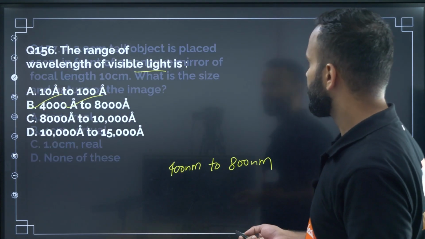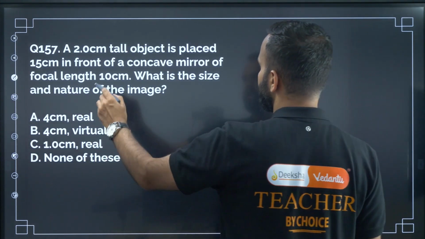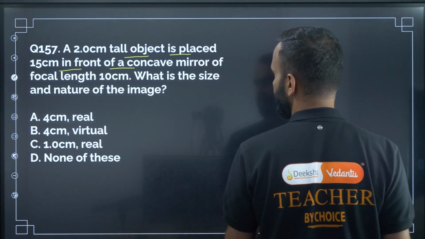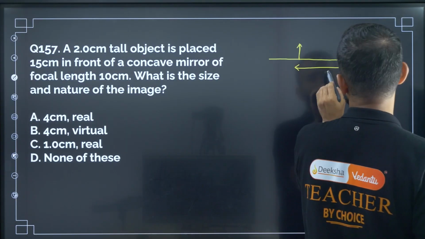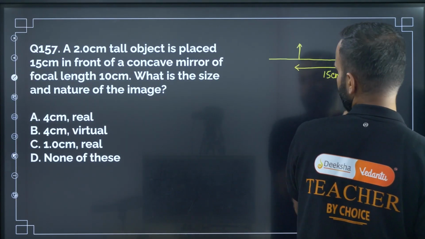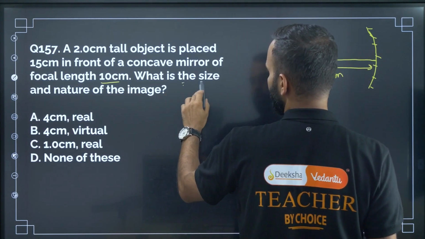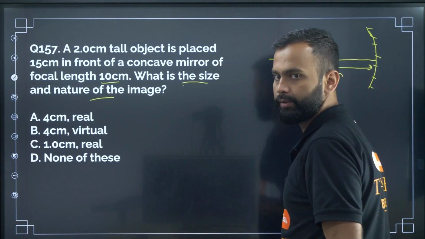Okay. Next question. Question number 157. A 2 centimeter tall object is placed 15 centimeter in front of a concave mirror of focal length 10 centimeter. What is the size and nature of the image?